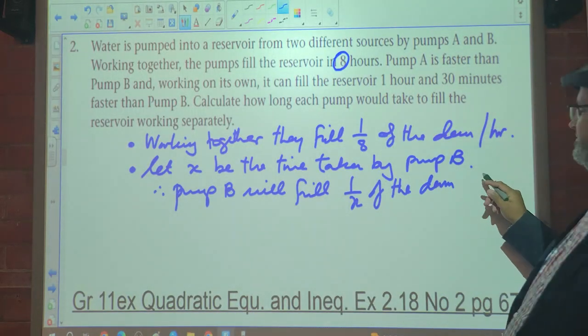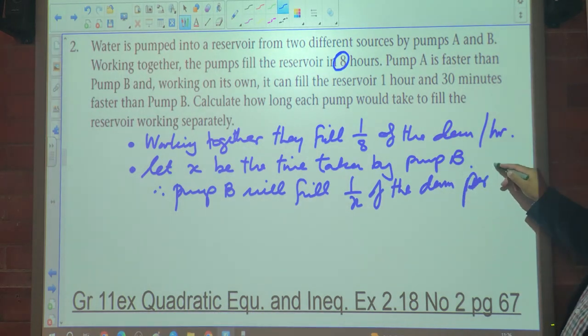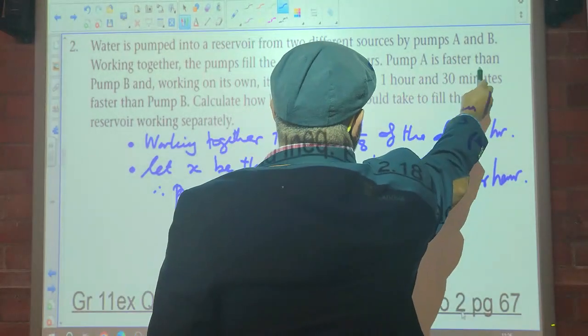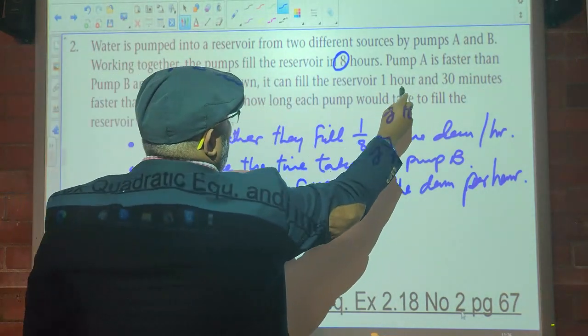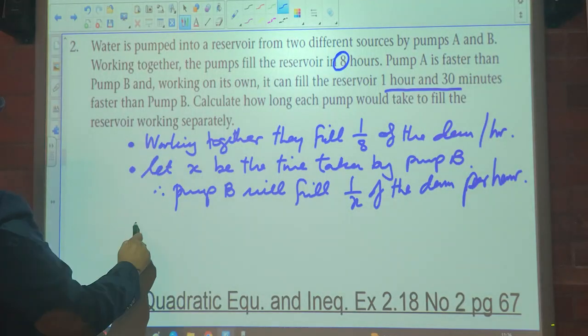The dam per hour. You all agree with that? Right, now just carry on reading. Pump A is faster than pump B and working on its own. It can fill the reservoir 1 hour 30 minutes faster than pump B.